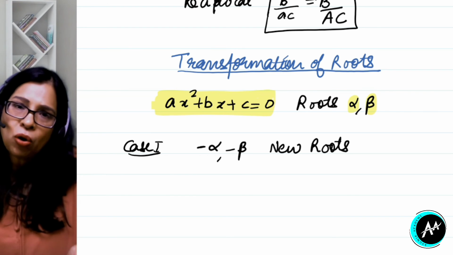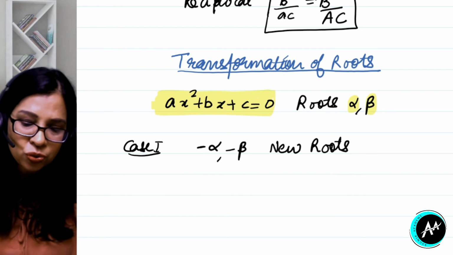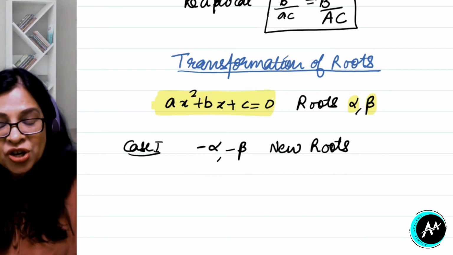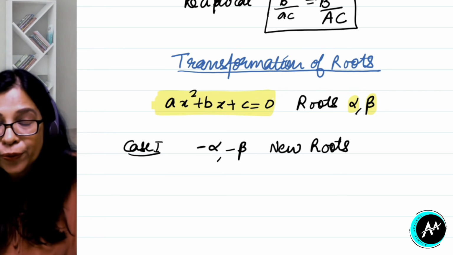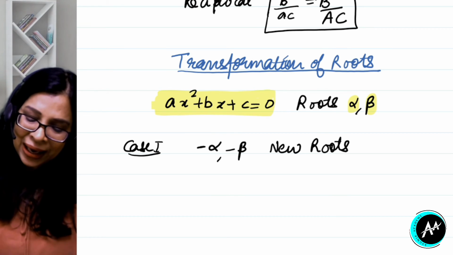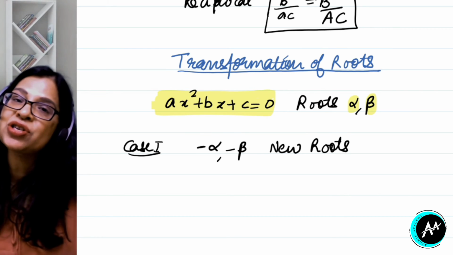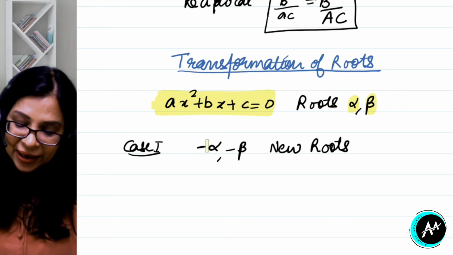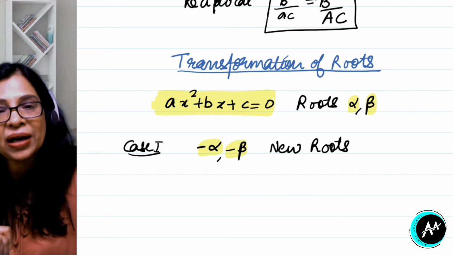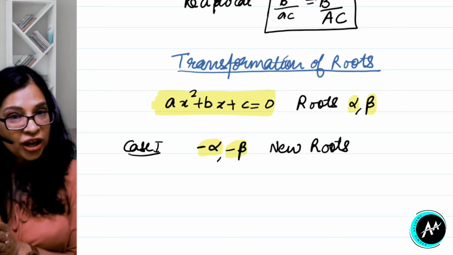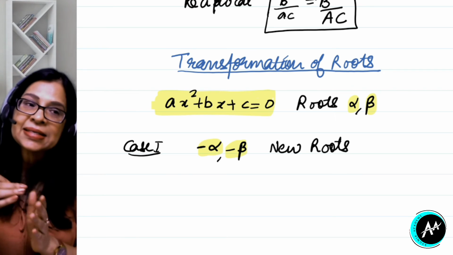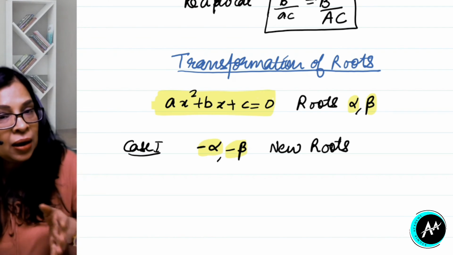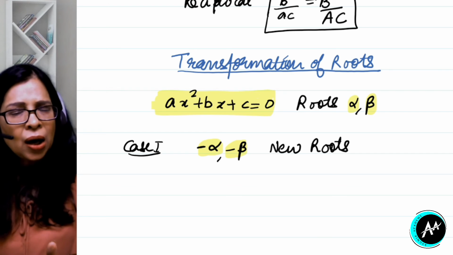Okay, you can also do it by sum and product of roots. Now remember, the substitution method, which I'm going to tell you, can be used only if you have the same transformation in both the roots. Same transformation means that if alpha is becoming negative, beta is also becoming negative. That means whatever change you are making in the first root, the same change will be made in the other root also. Alright, now how do we do it?